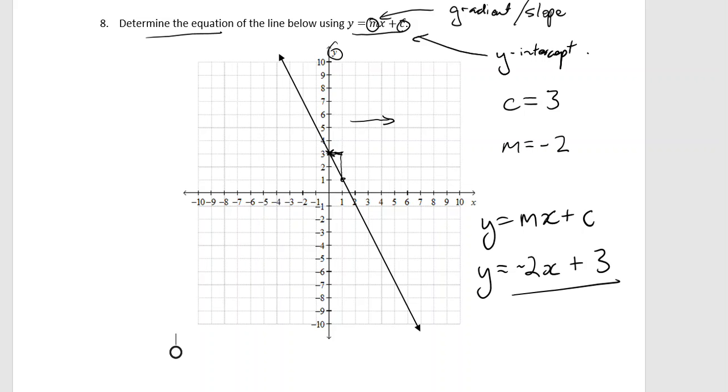And so whenever we're looking at that, we can just go, okay, well, we're starting here at positive 3 on the y-axis, and every time we go across by 1, we're going down by 2. Across by 1, down by 2. Across by 1, down by 2.